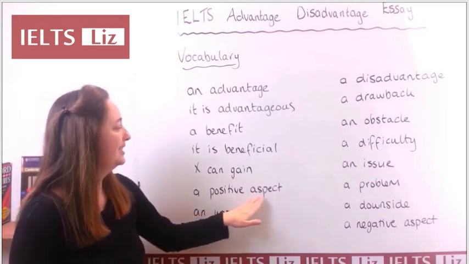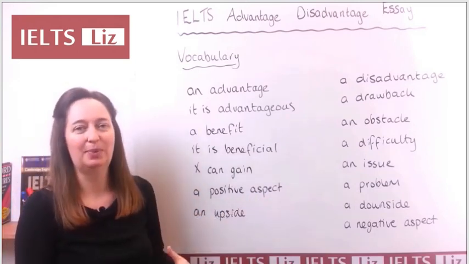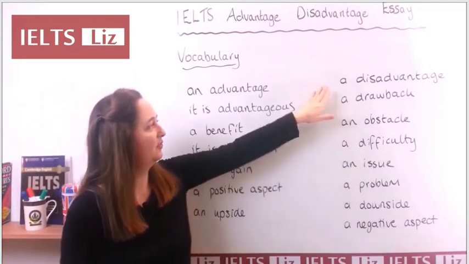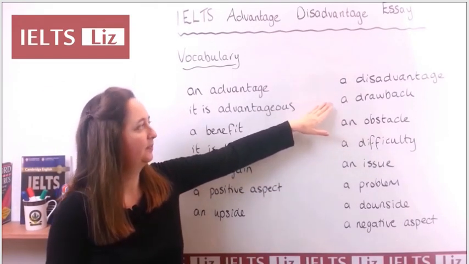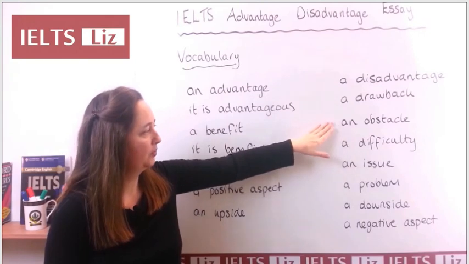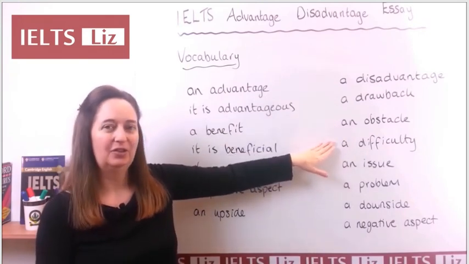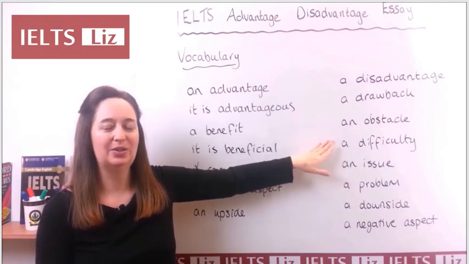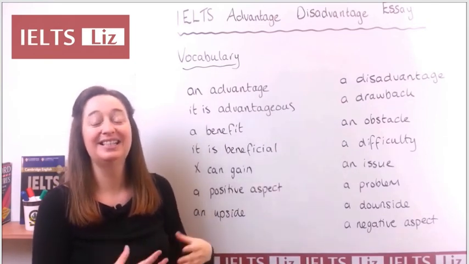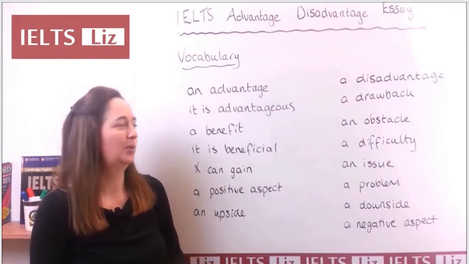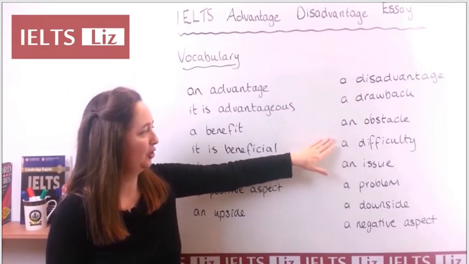We talk about a positive aspect of children doing paid work, or an upside. For disadvantages, we can talk about a drawback. Now, here we've got an obstacle. An obstacle is very similar to a difficulty, and for this essay, we can't actually use that. Even though it is a synonym for a disadvantage, it cannot be used in all situations. So be careful with these two.